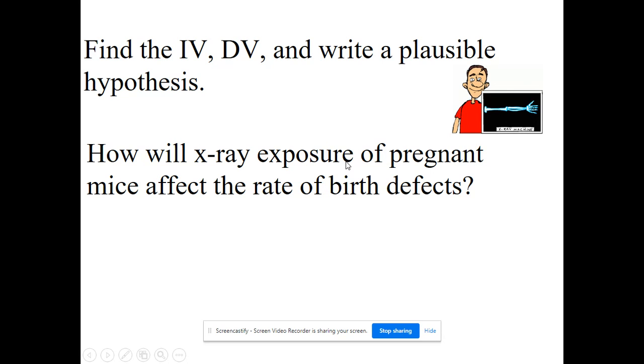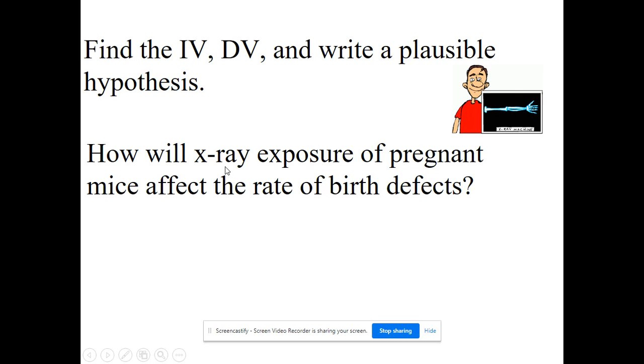So another possible scenario: how will X-ray exposure of pregnant mice affect the rate of birth defects? What we want to figure out is what's going to affect what. Okay, so we've got X-ray exposure and the rate of birth defects. Those are our two variables that we want to figure out which is which. So what's going to affect what? Is the X-ray exposure going to affect birth defects? Or will the birth defects affect how much X-ray exposure they're exposed to? Well, I think it makes more sense to say that the X-rays will affect the birth defects.